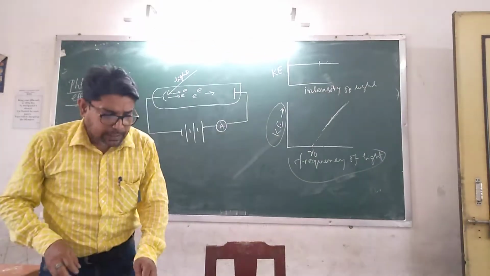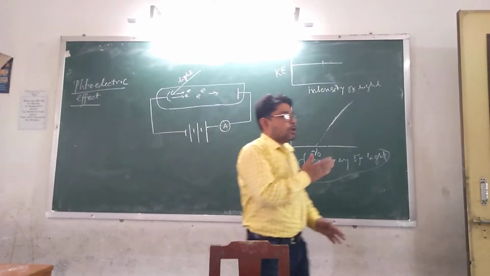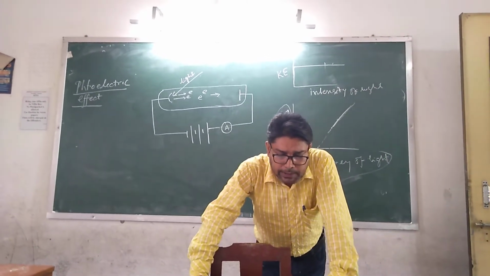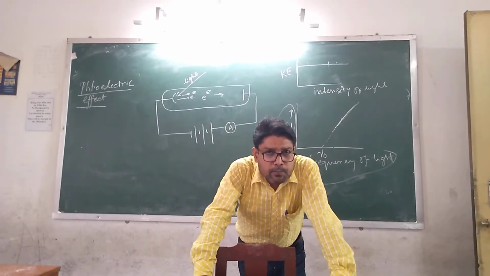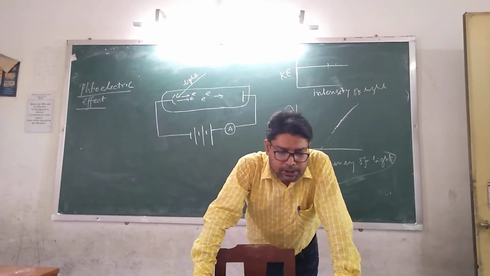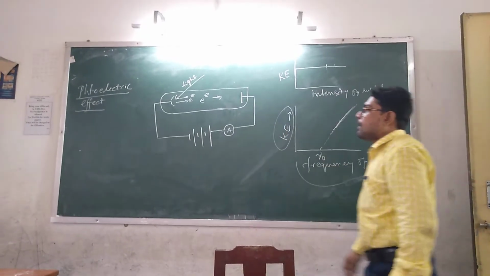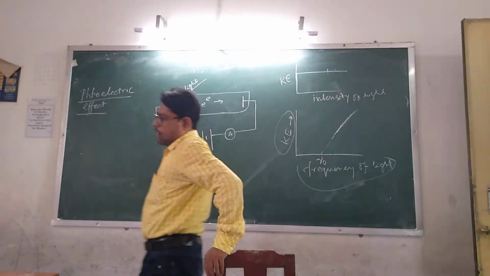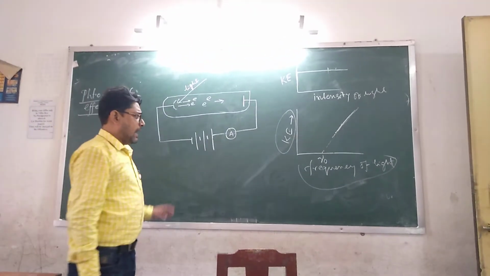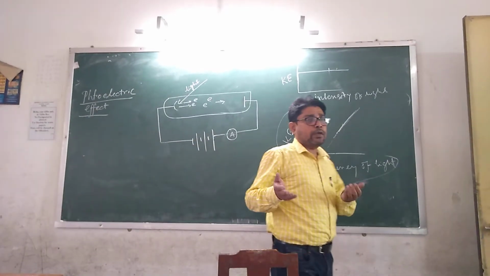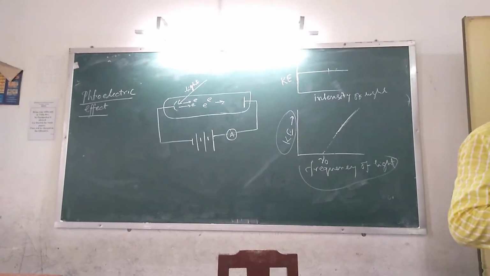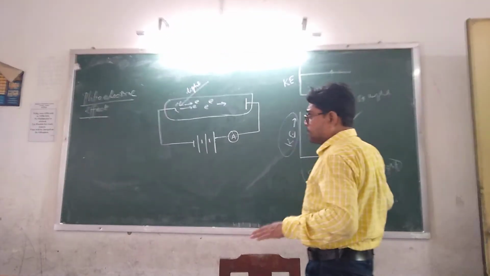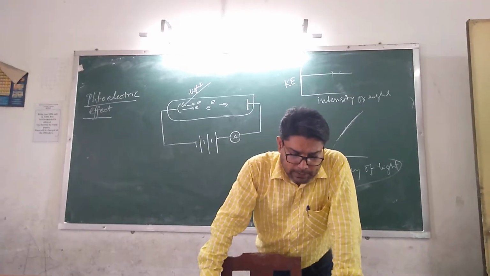So how can we explain this phenomenon? To explain this phenomenon, we have to come to Planck's quantum theory of radiation. The classical theory cannot explain this because according to that theory, the radiation is always continuous. But that theory is not enough to explain black body radiation or the photoelectric effect. Now, what is Planck's theory of quantum radiation?